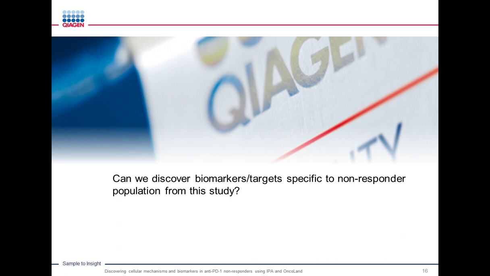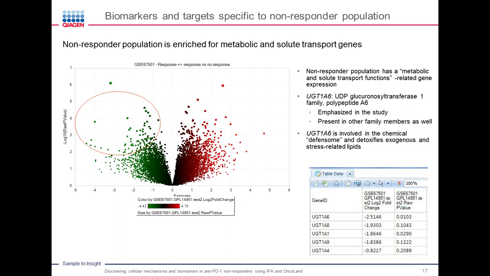So in our case, we want to start discovering biomarkers and targets, right? In this case, we can study either the table or the volcano plot. In the table and volcano plot, we are doing a comparison of responders versus non-responders. So if you want to focus on genes that are upregulated in non-responders, then we'll be focusing on the upper left corner, which is what I have circled using the red circle.